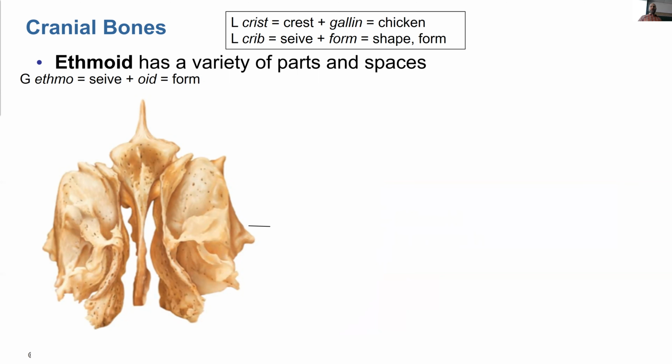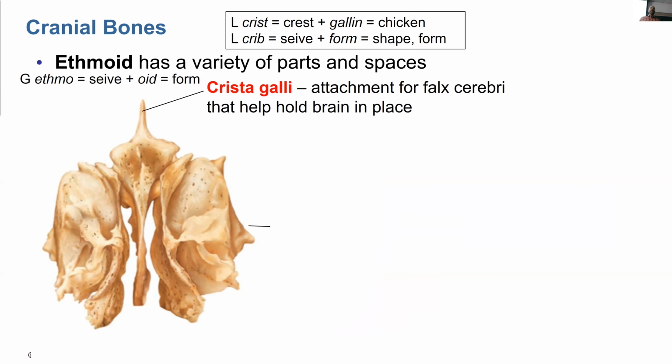The first is what's called the crista galli. This is an attachment point for something called the falx cerebri. You don't need to worry about this right now. We'll get to it later when we talk about the brain again. But it's this tissue that basically anchors the brain to this little process coming up the superior aspect of the ethmoid bone. So again, this will be important when we get to the brain.